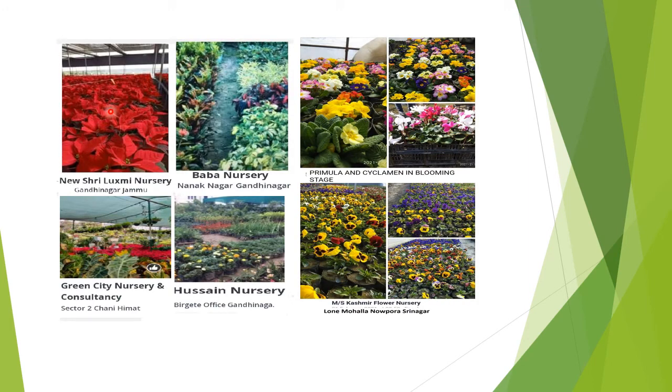These are some of the nurseries in Jammu and Kashmir: Shri Lakshmi Nursery, Gandhinagar, Jammu, Baba Nursery, the Green City Nursery Consultancy, Hussain Nursery at Jammu, and these are some of the nurseries which are available, which are growing ornamental plants at Srinagar.